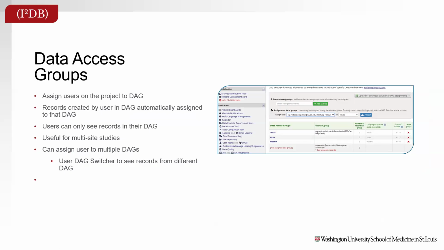Data access group. This is where you can assign a user on the project to a DAG, which is the short name for data access groups. Records created by a user in a DAG automatically get assigned to that DAG. And then the specific user who's in that DAG can only see the records for that specific DAG. The most common use I see for this is multi-site studies. I'm sure there are other times where this would be helpful, but in general, it's multi-site studies where only people from those sites can see the data of the people who are enrolled from those sites.